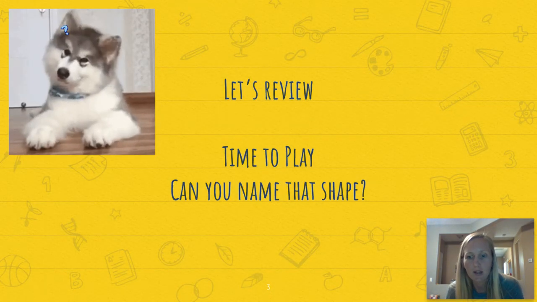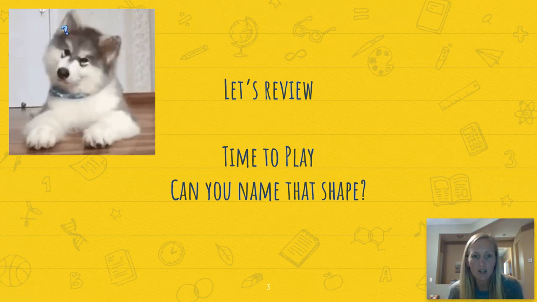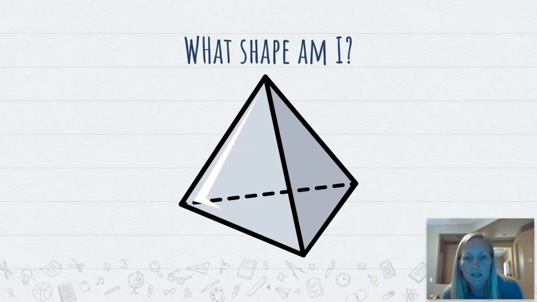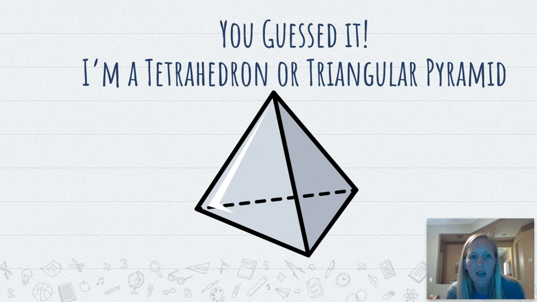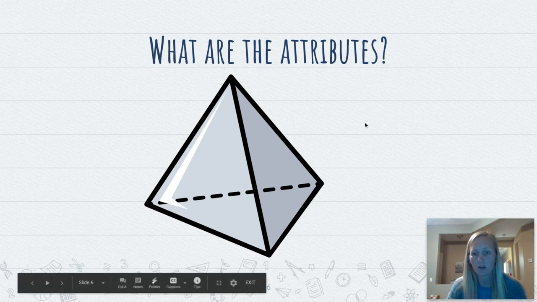All right, time to play. I like my cute little dog up there. Can you name that shape? What shape is this? Looking at this shape, we have a tetrahedron or a triangular pyramid. What are the attributes? I'm going to show you how to do this one, and on the next one, I'm going to give you some think time.